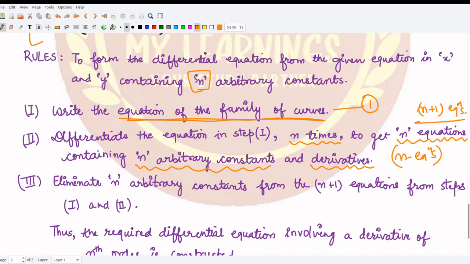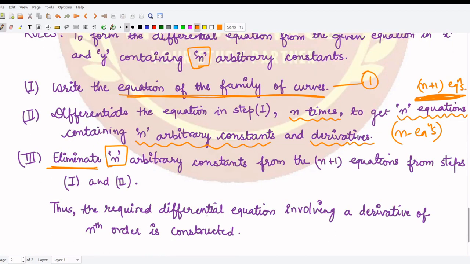Out of those n plus 1 equations, you now have to eliminate those n arbitrary constants. You can apply any method to do that, right? Once you have performed that step, once you have eliminated all the n arbitrary constants out of these n plus 1 equations, your required differential equation would be present in front of you, which would be an nth order differential equation.